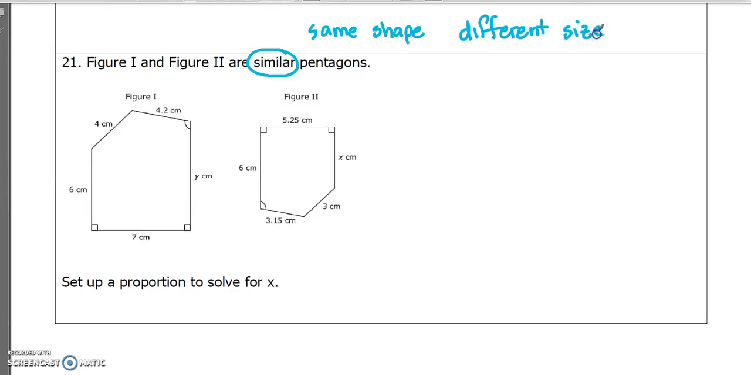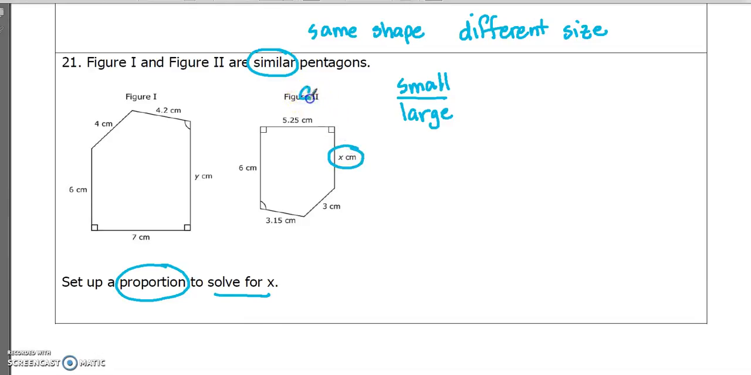So when I look at my two pentagons, I see a small pentagon and a large pentagon. So that to me is what we're going to compare. I think it's a little easier to set up a proportion when I know what I have. And if we're trying to solve for x, then let's find the x first. So if I look at both of my pentagons, I see that the x is right here. So that's on the small one.